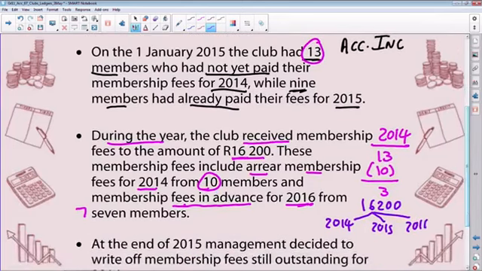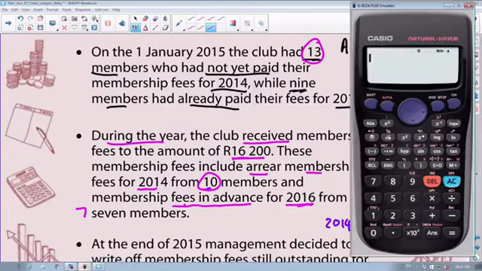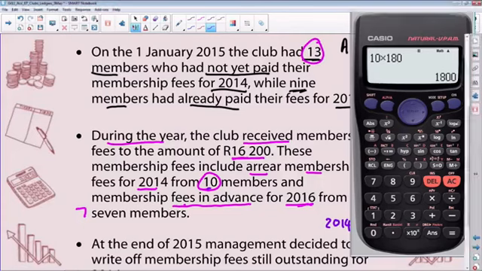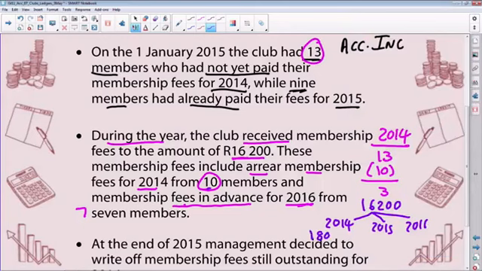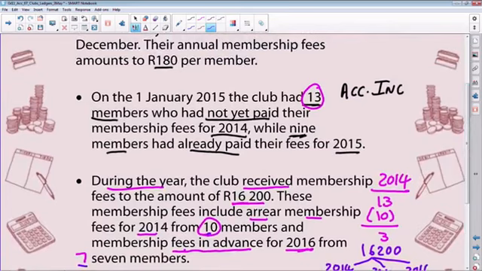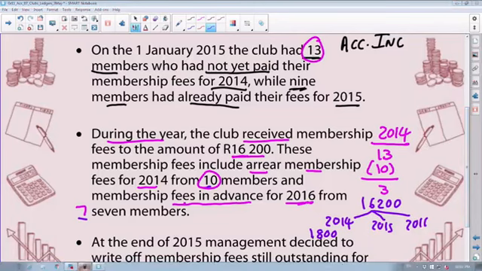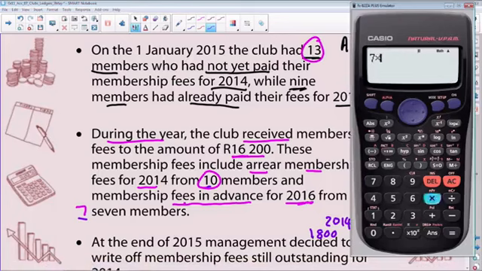Okay, so if I take 2014, I had 10 members who paid. Let's get the calculator out. So 10 members, and they're paying 180 Rand each. So that would be 1,800. Okay, so that's 1,800. 2016, I received fees from 7 members. I just want to double check and make sure. Yeah, 180. So 2016, I received fees from 7 members. So again, if I get my calculator out, I've got 7 times 180 Rand to give me 1,260.